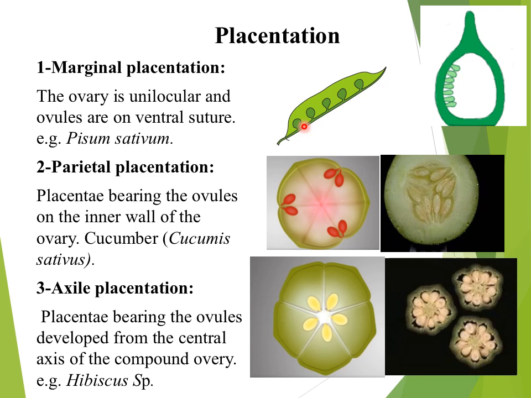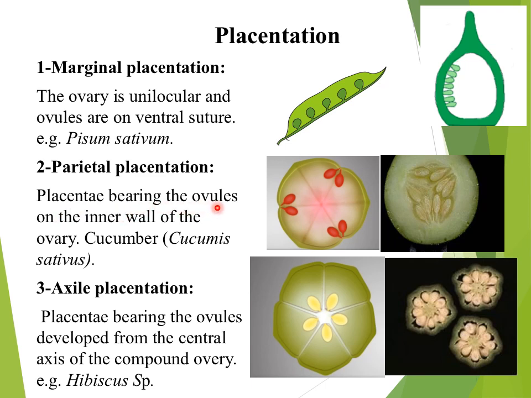In parietal placentation, the placenta bears the ovules on the inner wall of the ovary. These red ovules are attached towards the peripheral region of the inner wall of the ovary. An example is cucumber, Cucumis sativus. See, in this condition the seeds are attached by a small thread-like structure known as placenta to the inner wall of the ovary towards the peripheral region. That's why it's parietal placentation.